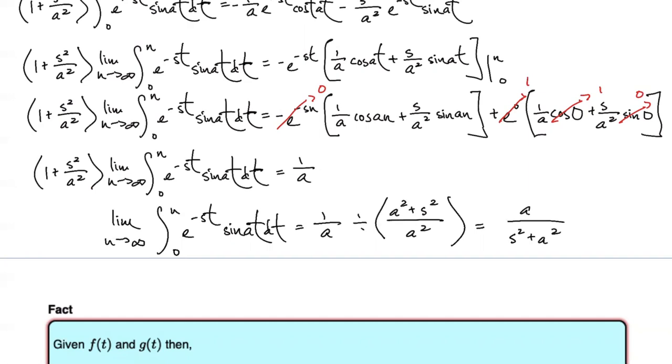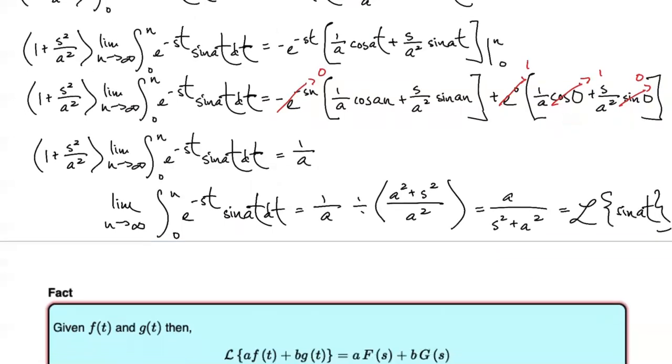All that work we did, at the end of the day, after doing integration by parts twice, being really careful about plugging numbers in, taking that limit as n approaches infinity, we found out that the Laplace transform of a sine function is a over s squared plus a squared. Okay, so in other words, this is the Laplace transform of sine of at.